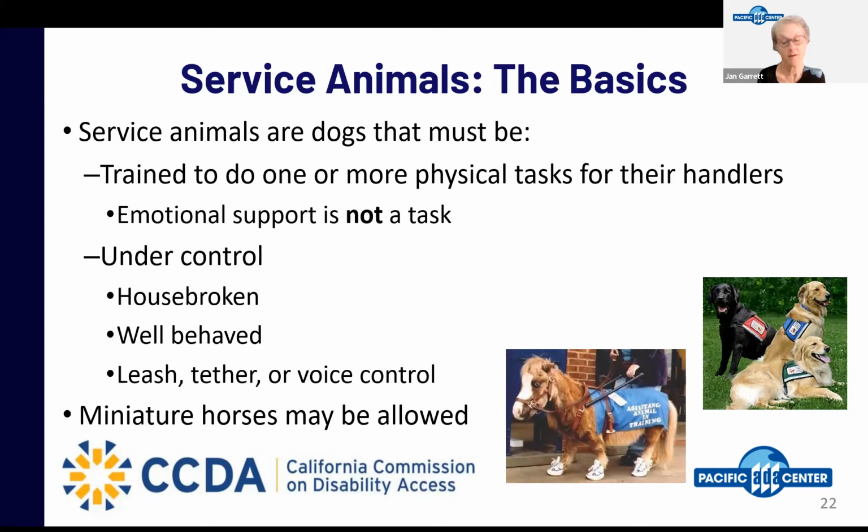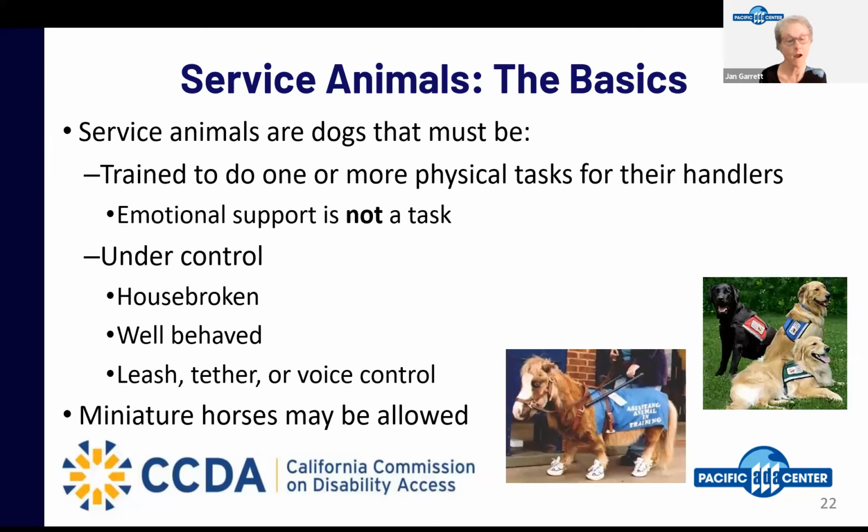So not only does that have to be a dog that does one or more physical tasks for its handler, it also has to be under control. It has to be housebroken, well behaved, so not barking or growling or running around. It needs to be on a leash or tether or under strict voice control if the handler cannot handle that leash or tether.